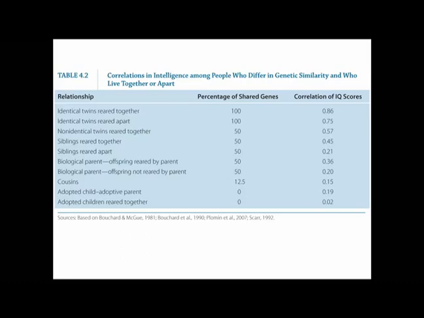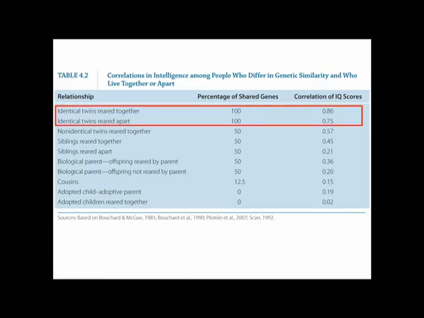And so we can actually look at a table where they've calculated out these correlations between different groups of people to see how correlated their IQ scores are. And so this chart here comes right out of our textbook, and it's going to give us a relationship, so people, how closely related they are to each other, and how environmentally related they are to each other. It's going to give us a little cheat column of the percentage of shared genes, and then it's going to give us that correlation score.